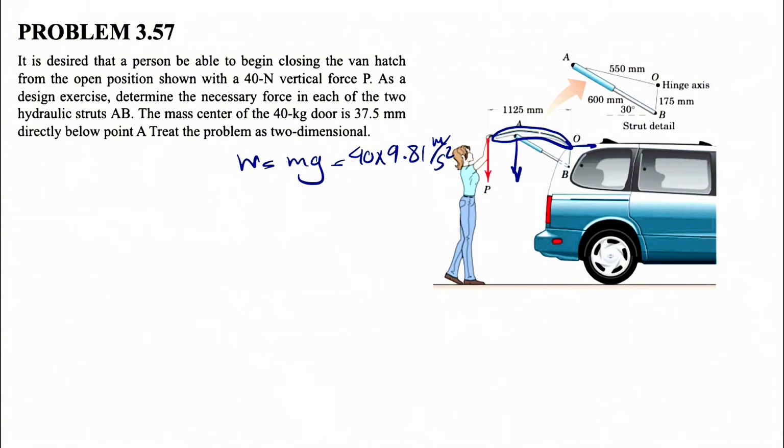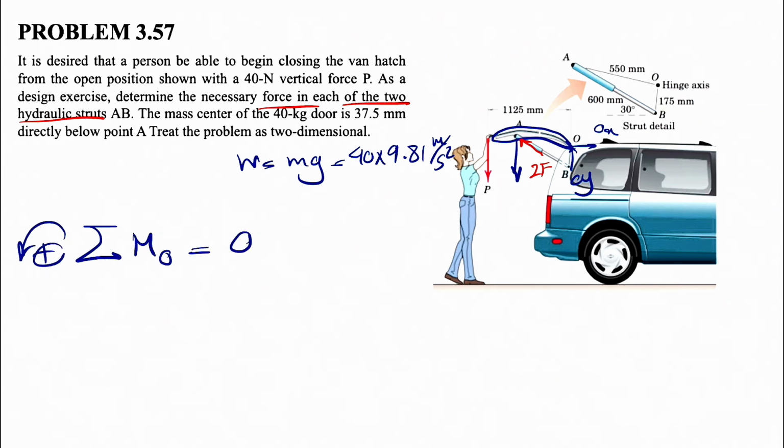We're going to have two reactions at point O, Ox and Oy, since it's a hinge. And obviously we're going to have the force that is applied from the strut to the door, and we're going to show that with 2F, since we are asked to find the force in each of the two hydraulic struts. So we are in equilibrium. We're going to use our equilibrium equations, and we have three unknowns in here, but we are not interested in the reaction at point O. So if we just manage to find the moment of all of these forces about point O equals 0, we should be able to find all the unknowns.